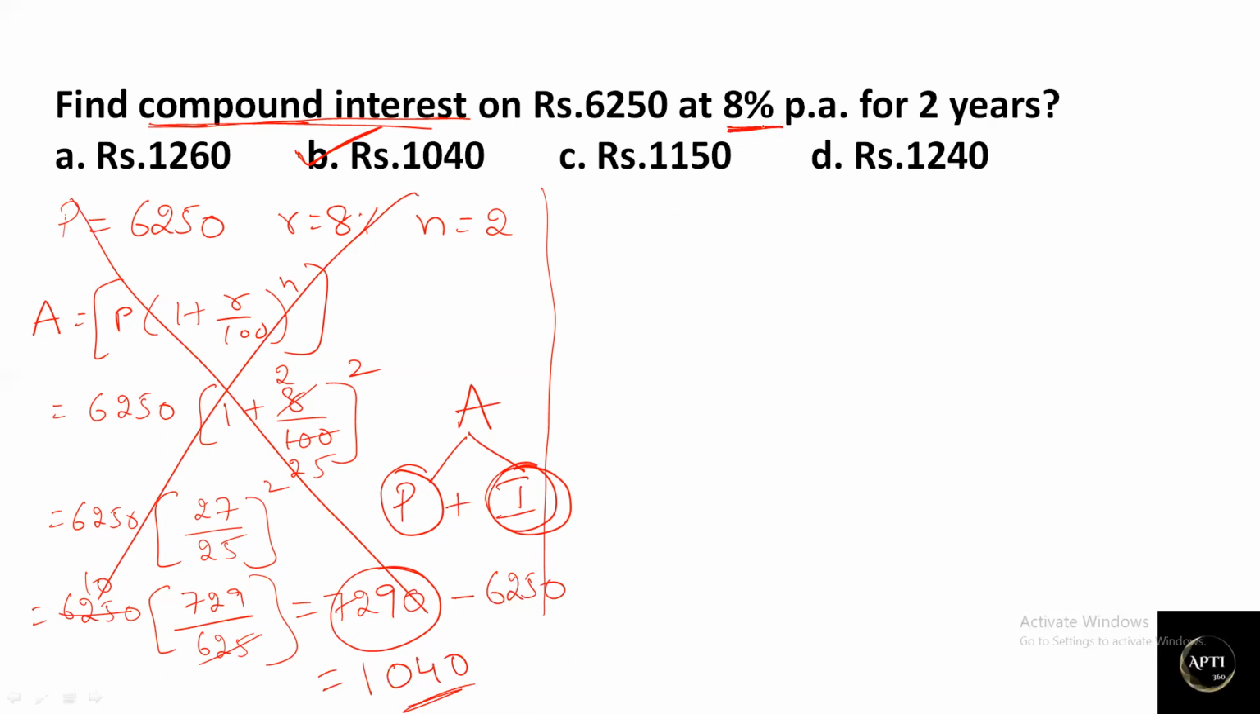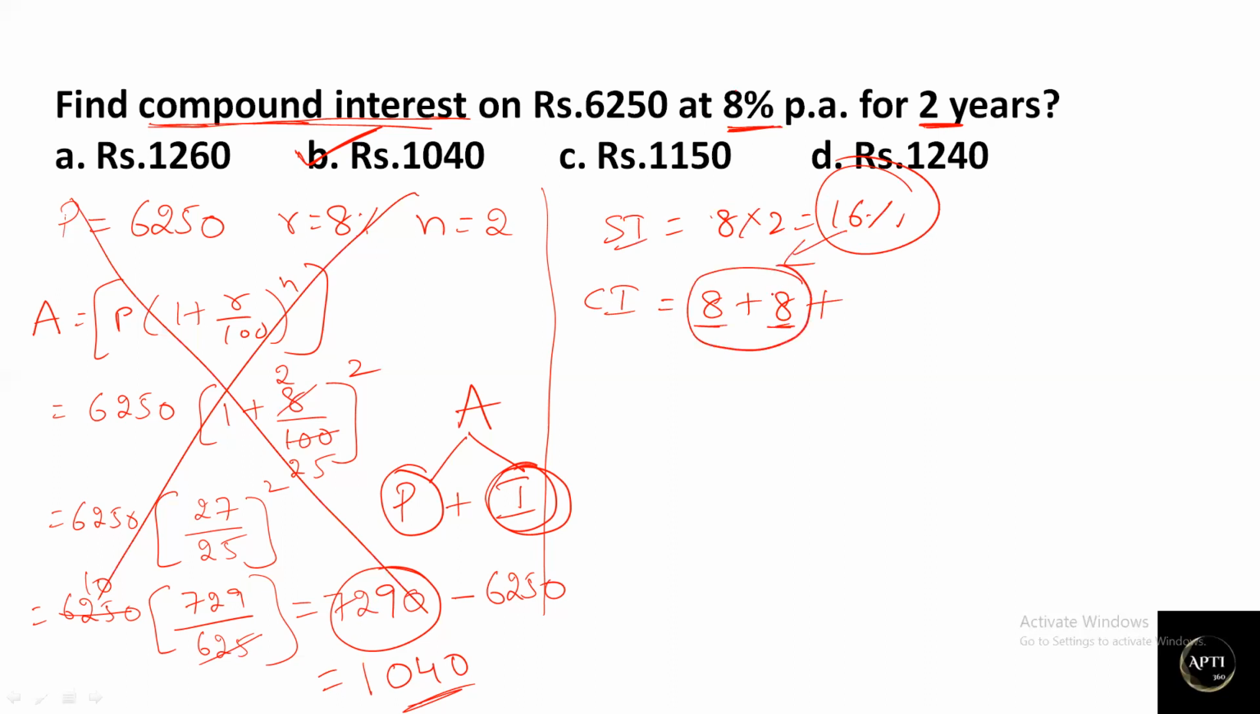Rate of interest is 8%, number of years is 2 years. Now if you observe simple interest, how we used to calculate: 8 into 2, which equals 16%. What is the 16%? It means simple interest. Similarly for compound interest, in the concept we discussed 2 years, right? So 8 plus 8 is 16. This is simple interest. Now, compound interest is slightly greater than simple interest, correct?